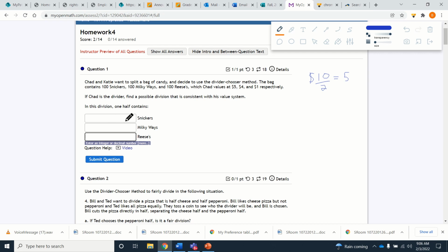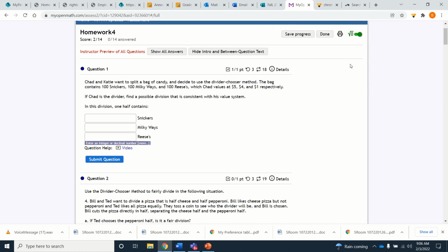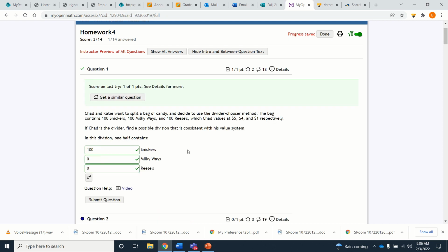That's half. So let's just say that he's going to divide it up so that there's 100 Snickers, 0 of the Milky Way, and 0 of the Reese's. So the 100 Snickers are worth $5 to him, and then that means that the other half would be worth $5 as well. And of course, that is one way that he could do this.